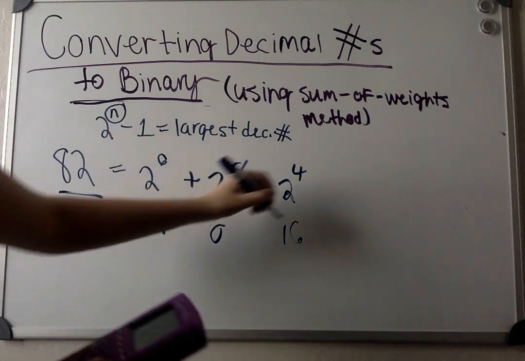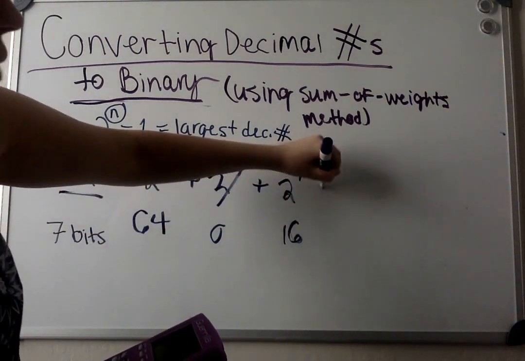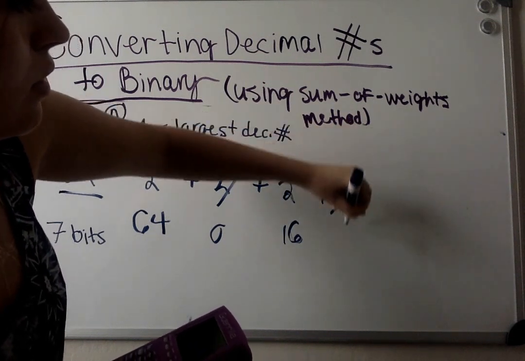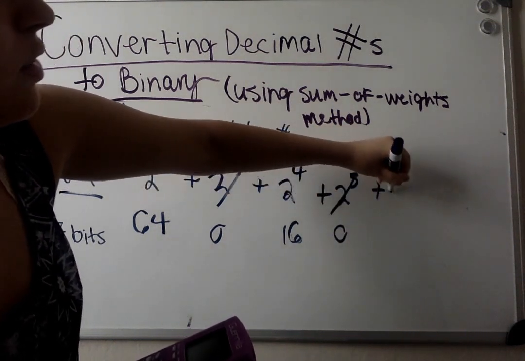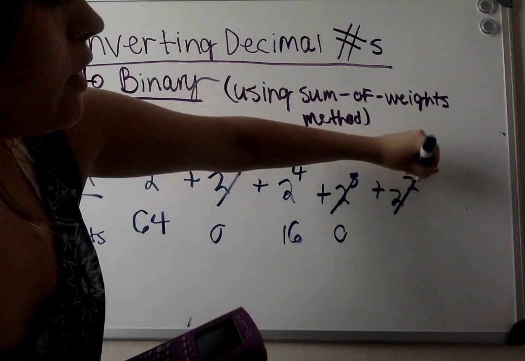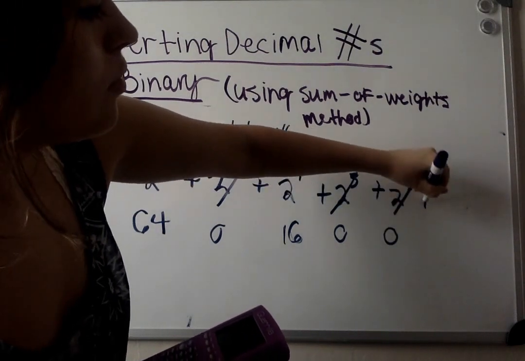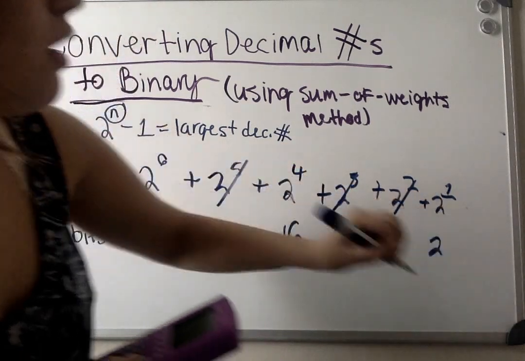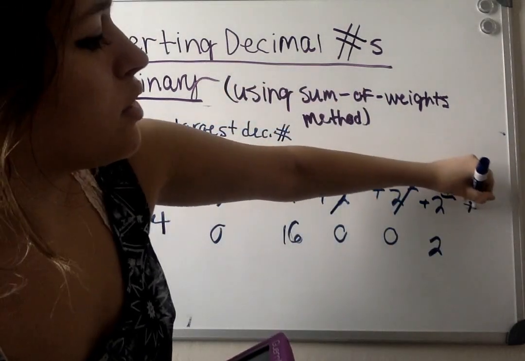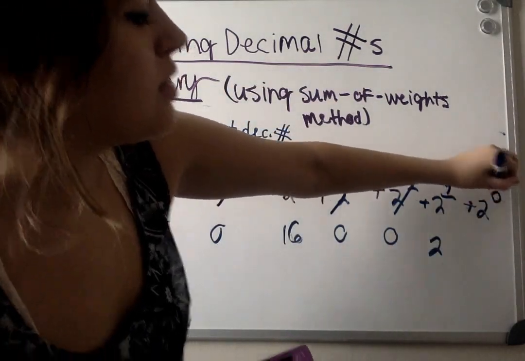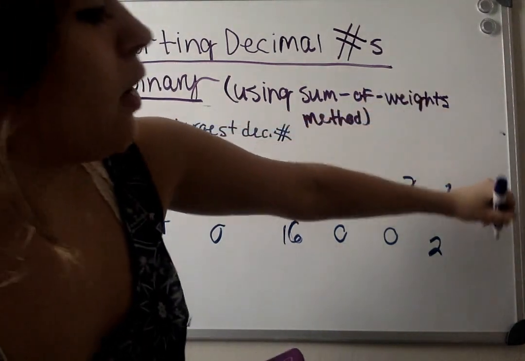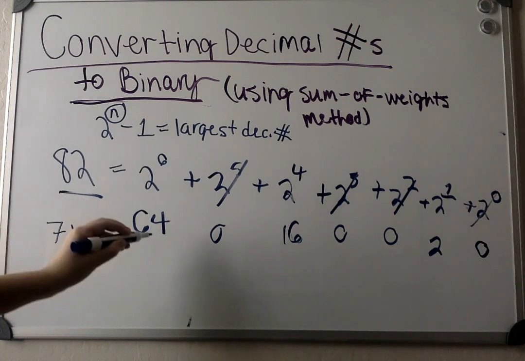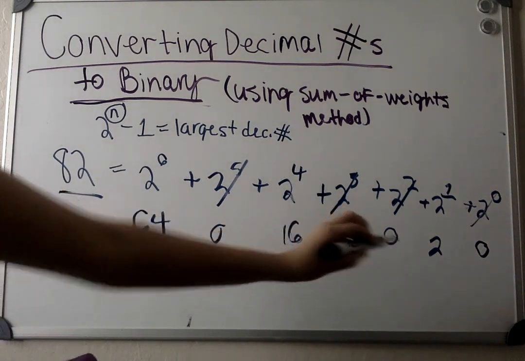And now we're just going to need a 2. So plus 2 to the 3: you don't need an 8, so no. Plus 2 to the 2: we don't need a 4, so no. Plus 2 to the 1: that is going to complete our decimal number. Then we still have our last one, 2 to the 0, our least significant bit, 1. We don't need that. So 64 plus 16 is 80, plus 2 is 82.